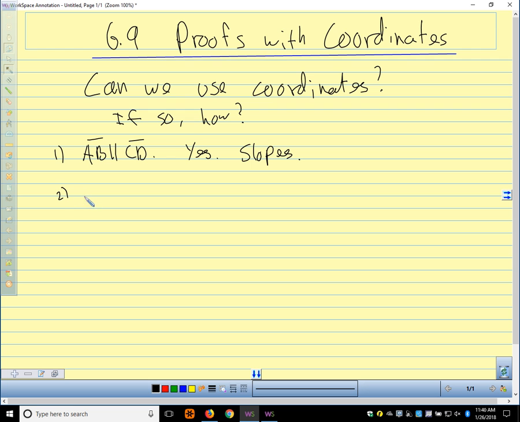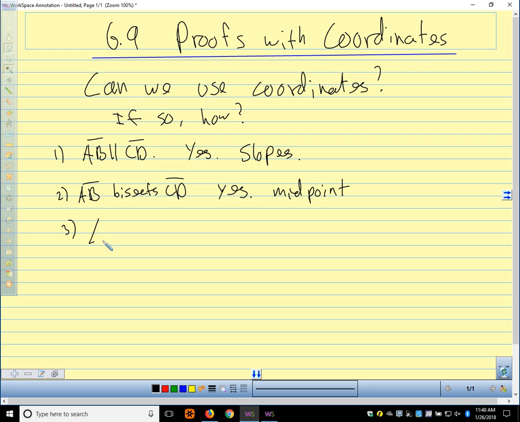How about if segment AB bisects segment CD? So we want to figure that out. Could we use one of those tools? Yeah? What could we use? Yeah, we could use midpoint. Yes, midpoint. Decide if the midpoint where CD meets AB, see if that's the midpoint.